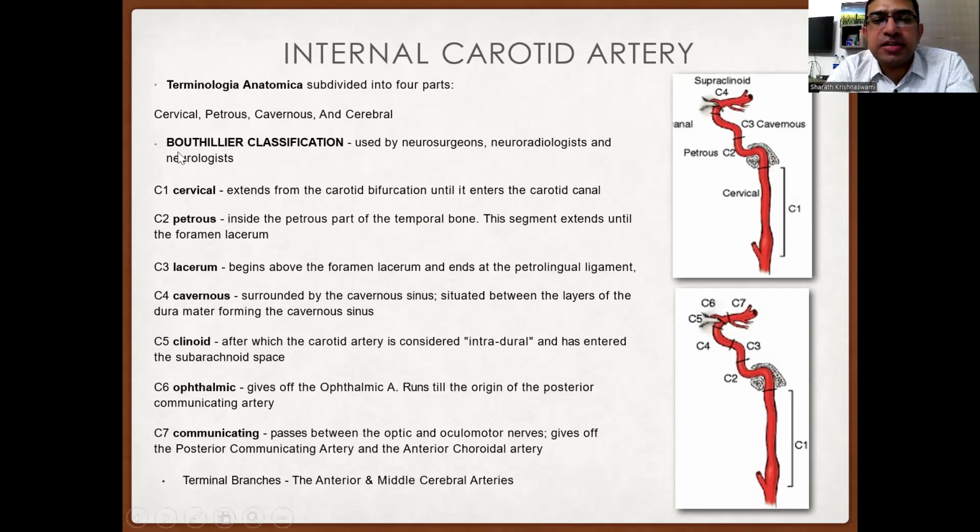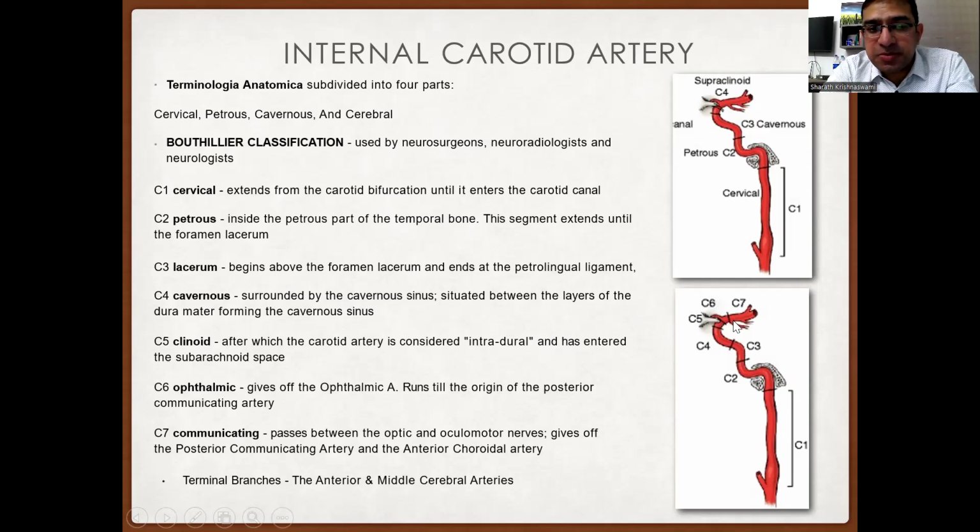The C4 part is the cavernous part. Here, the artery is surrounded by the cavernous sinus, and it is situated between the layers of the dura mater, which forms the cavernous sinus. After this, the artery becomes intradural, and it is known as the clinoid part, which is known as C5. And this is when it enters into the subarachnoid space.